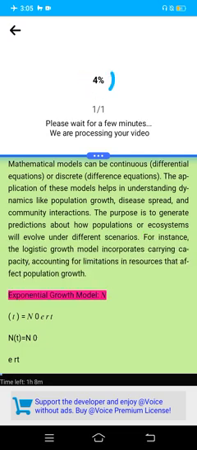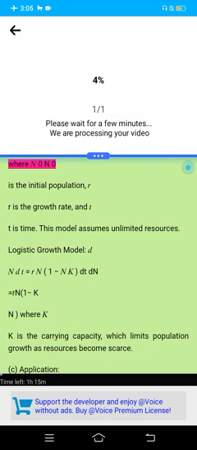Exponential growth model: N(t) equals N0 e^(rt), where N0 is the initial population, r is the growth rate, and t is time. This model assumes unlimited resources.